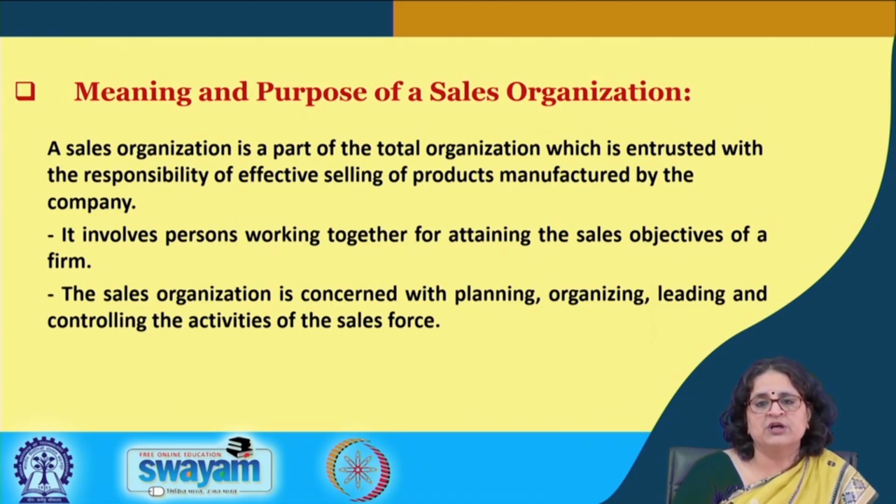The same holds good for a sales organization, where the sales manager, whether at the top level or at the medium level or at the lower level, the sales head or the sales manager has the responsibility of planning, organizing, leading and controlling the activities of the sales force. So, sales organization is a part of the total organization, which is given the responsibility of the selling function, selling the products which have been manufactured by the organization, and it involves people who are working together in coordination with each other, in harmony with each other, to achieve the sales objectives of the organization.